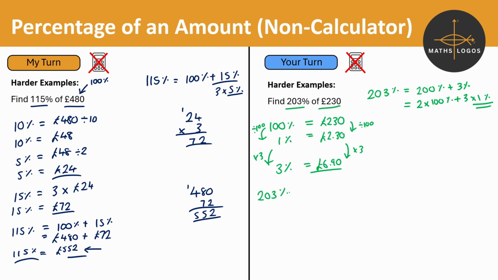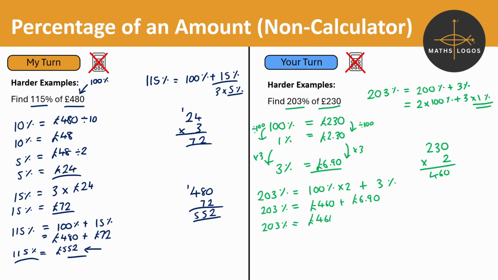203% then is equal to 100% multiplied by 2, add on my 3% like this. 100% multiplied by 2 is going to be £230. That's my 100%. I need to multiply that by 2. That gives me an answer of £460. That's 460. Add on 3%, which we worked out to be £6.90. So 203% is equal to £466.90. Well done if you got that question right.